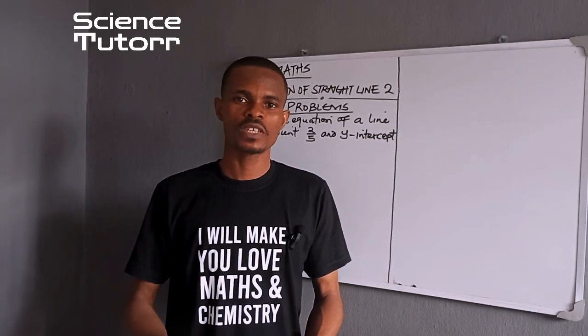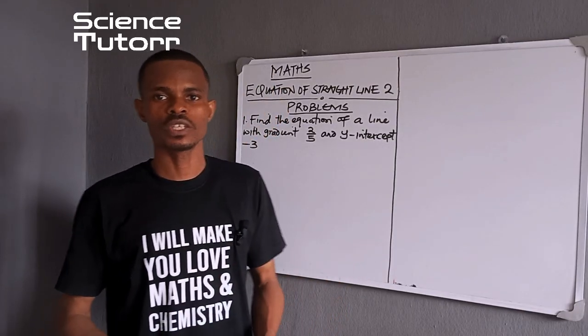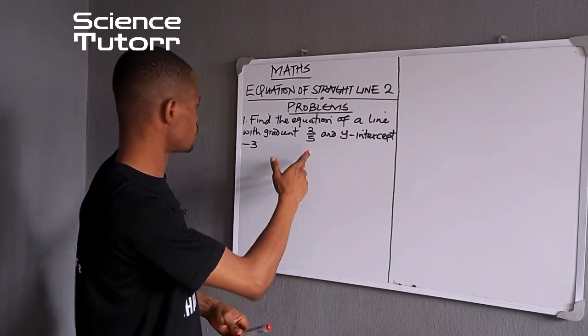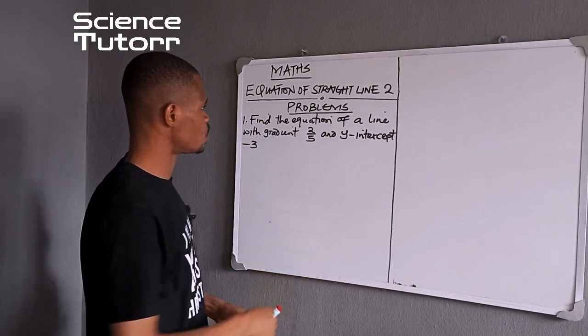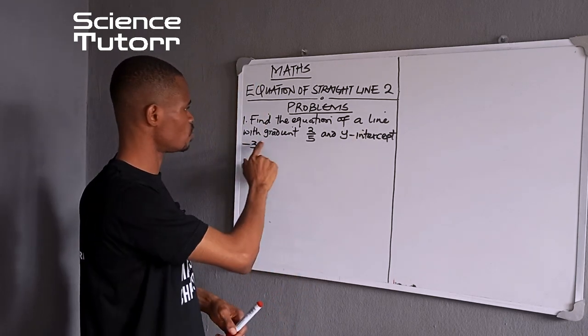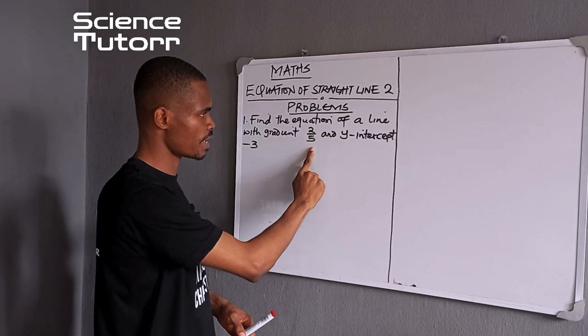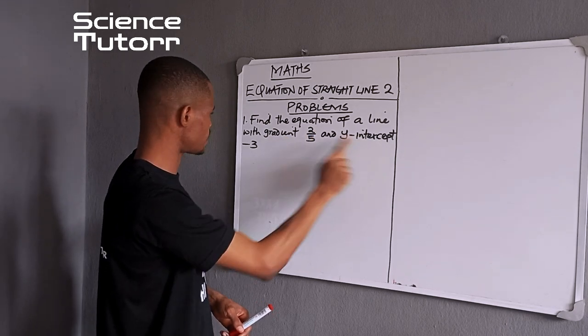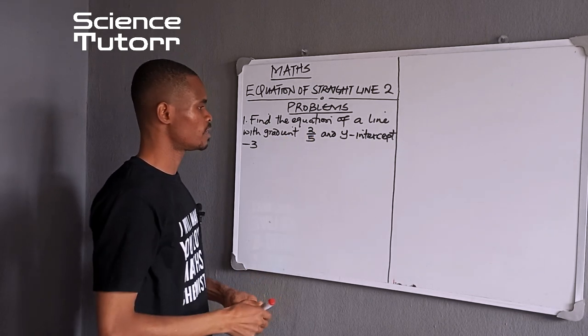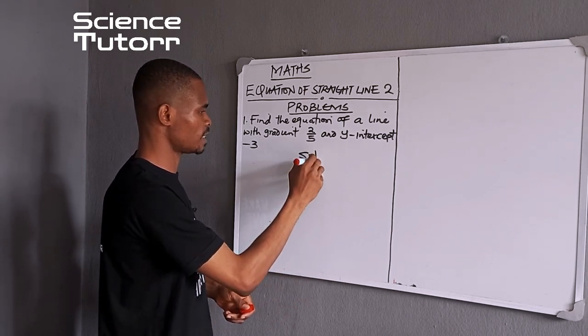In this video, we shall be solving problems on the equation of a straight line. So we have question 1. It says we should find the equation of a line with gradient 2 over 5 and y-intercept minus 3. How do we get started?